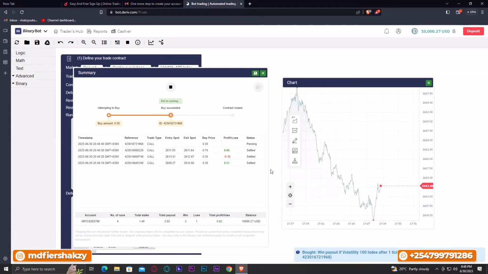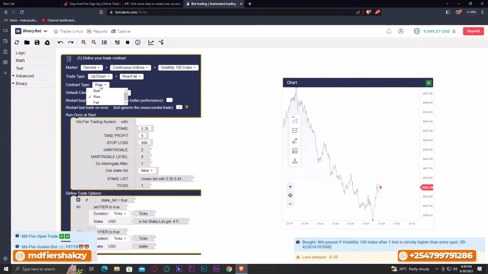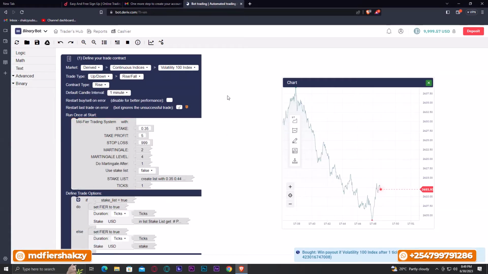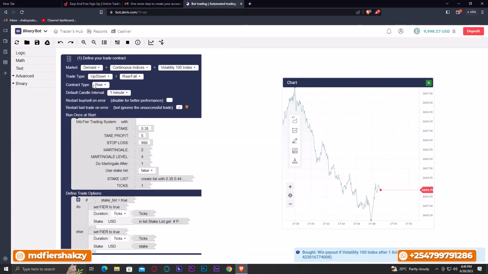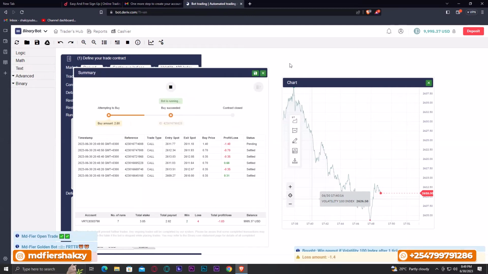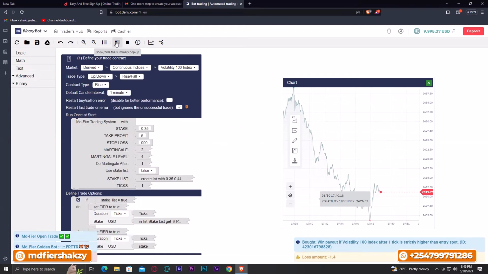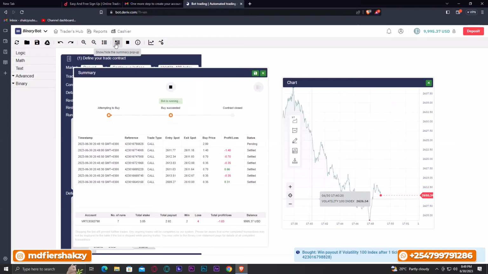So far we are trading call. When you see trade type call, it means rise. You see here on the contract type, it is rise by default. There are so many bots that trade different contract types. Remember, contract type is, what am I trading, rise or fall? So this bot right now is trading rise or fall. I told you guys, you see this icon where it's written show or hide, this will just show me the trades. You see it has lost 3 times.